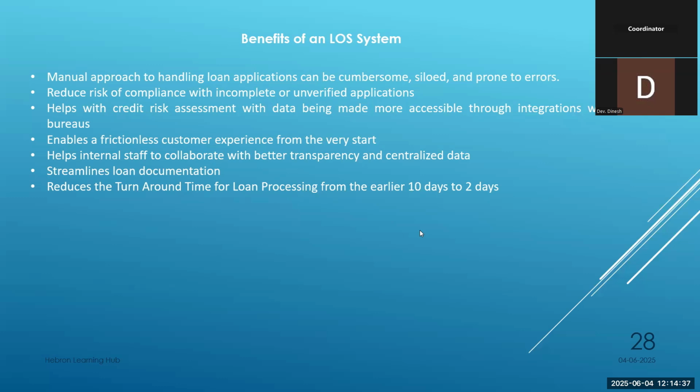It reduces the turnaround time for loan processing from the earlier 10 days to currently 2 days. In just 2 days, the loan application, the loan sanctioning, the loan discussion, and the loan disbursement, everything can get done. So that is a savings of 8 days, which is huge. The turnaround times are much, much faster. So these are the benefits of the loan originating system.